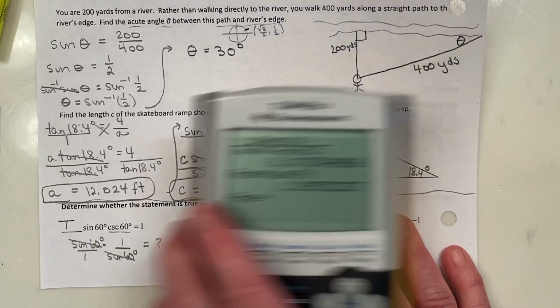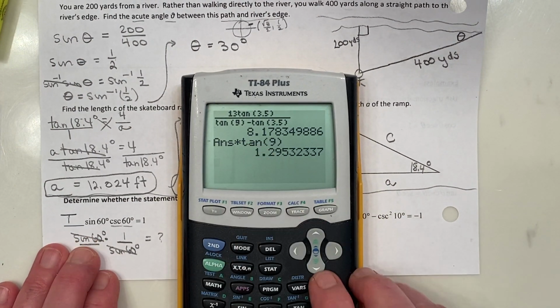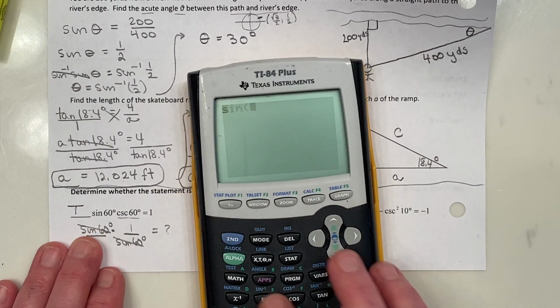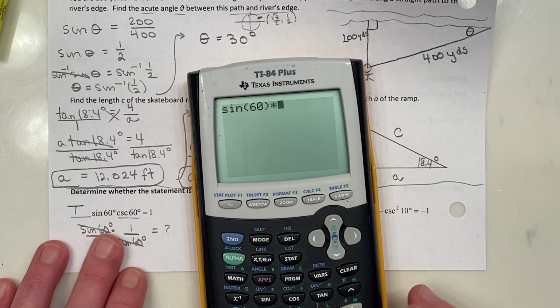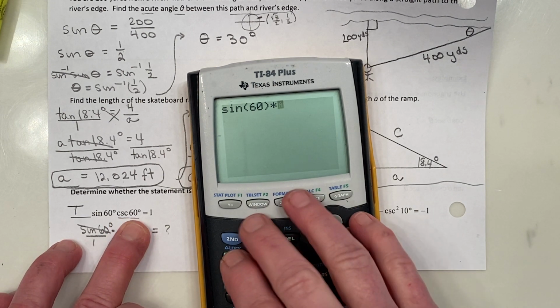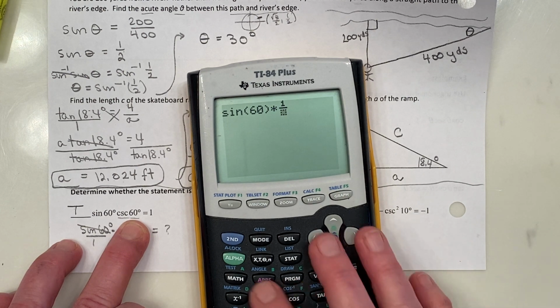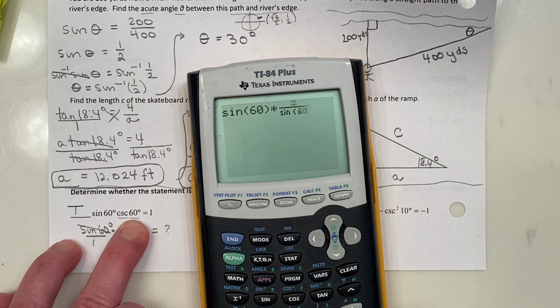Okay, now on your calculator, you could verify. Yeah, I'm still in degree mode, right? So sine of 60 degrees times, now I don't have a cosecant key, so what did we do? We changed cosecant, we have the angle, so we just changed that to the fraction 1 over sine of 60 degrees. And it's apparent that these are going to be equal to 1.